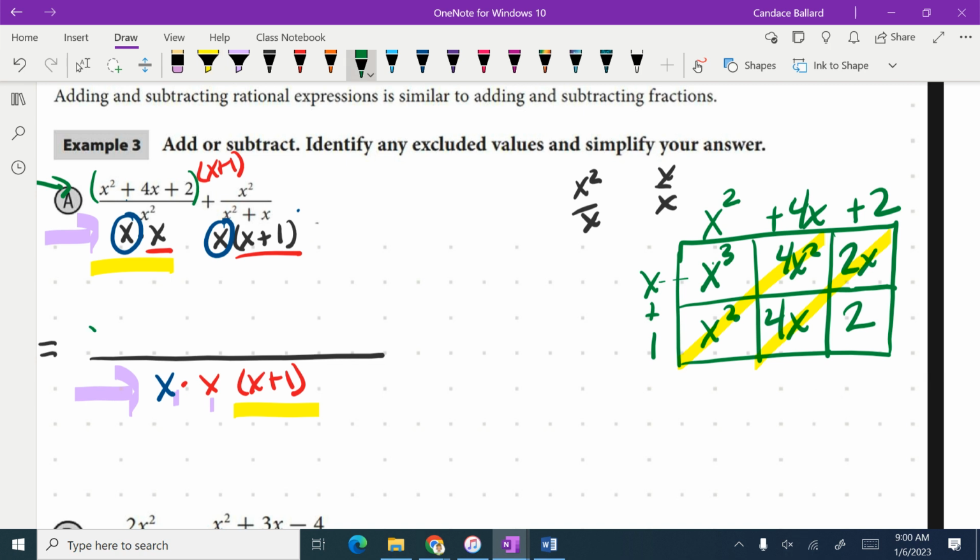So this is going to be x cubed. What's 1x squared plus 4x squared? 5x squared. Good. What's 4x plus 2x? 6x. Good. And then just plus 2 at the end. I'll let you catch up and then I'm going to explain what just happened. Okay.